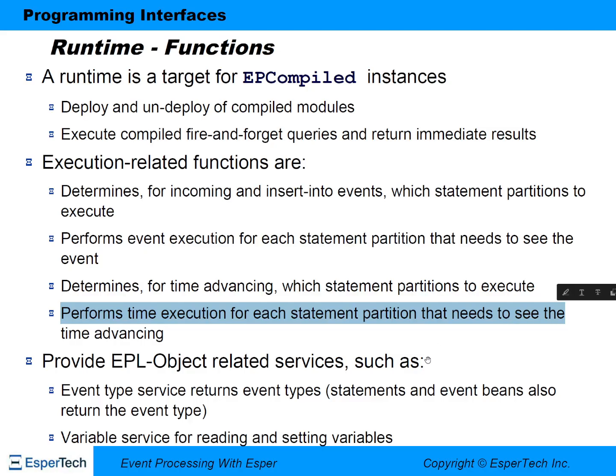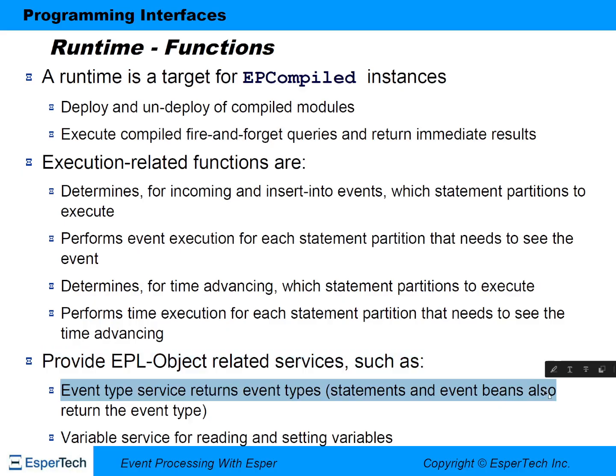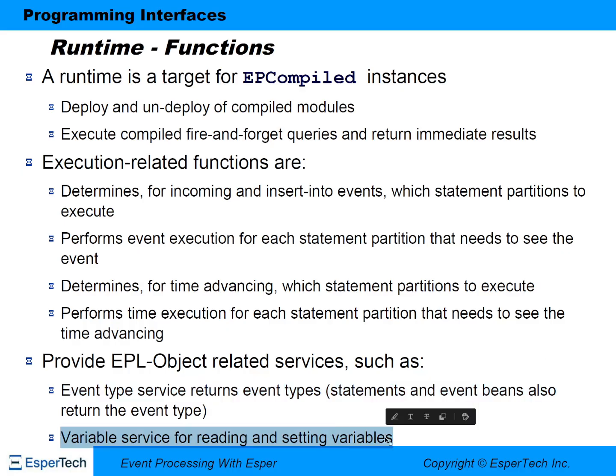The runtime also provides EPL object-related services, such as the event type service, which returns event types. Statements and event beans also return the event type. Another example of an EPL object-related service that the runtime provides is the variable service for reading and setting variable values.